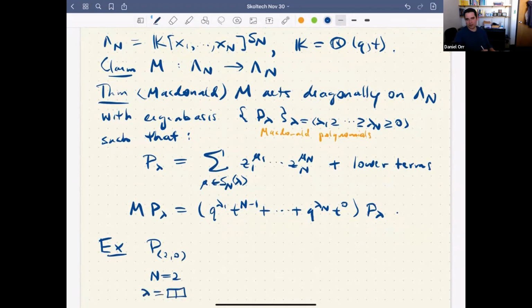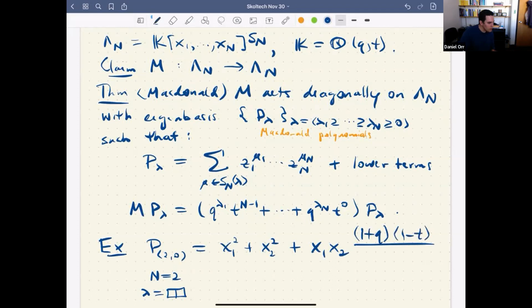Okay, so if you think in terms of the Young diagram, you have two boxes in a single row. And so this looks like x1 squared plus x2 squared. That's the leading term. And then there's just a single lower term here. And then a very nice coefficient. There it is. Okay, so 1 plus q, 1 minus t, 1 minus qt. Okay. So lower terms means in the dominance order on partitions.